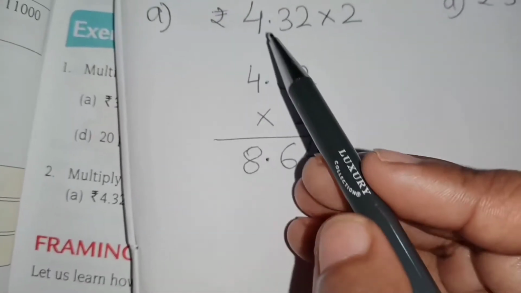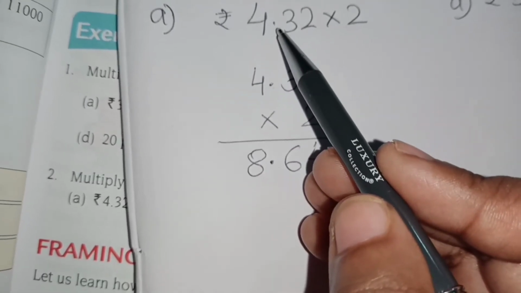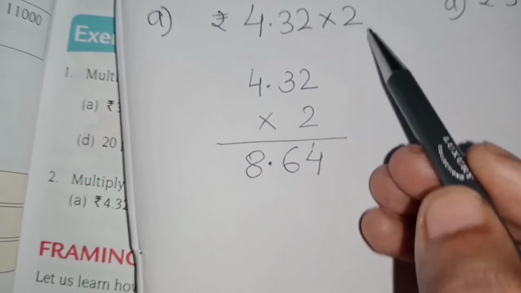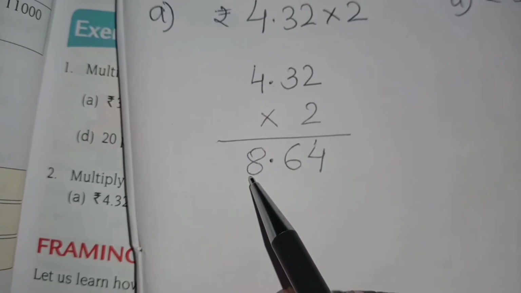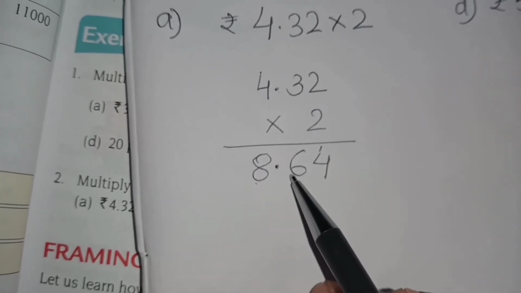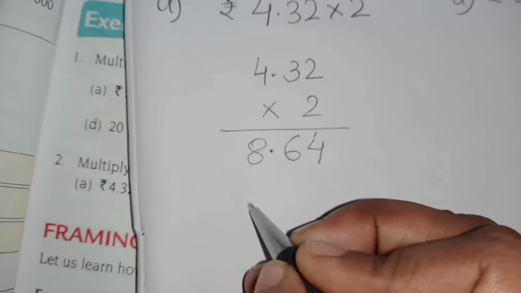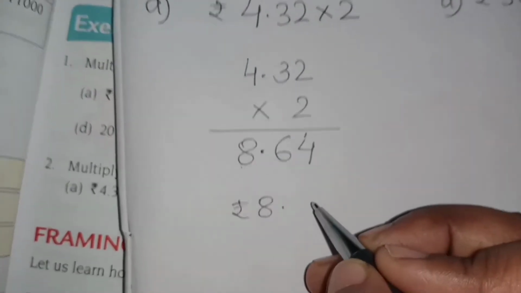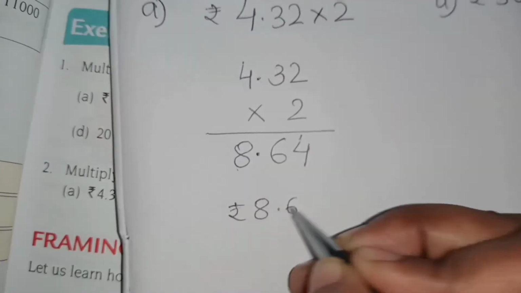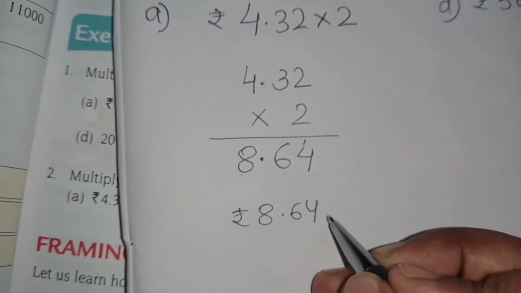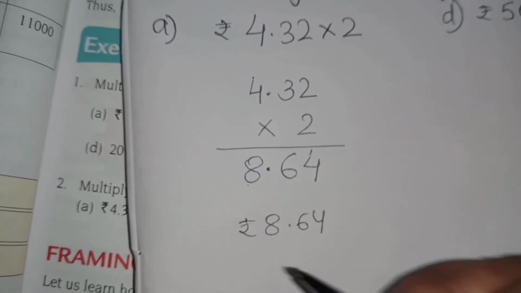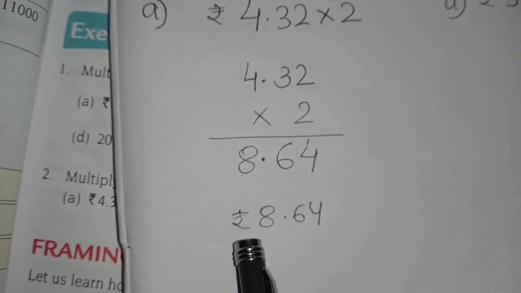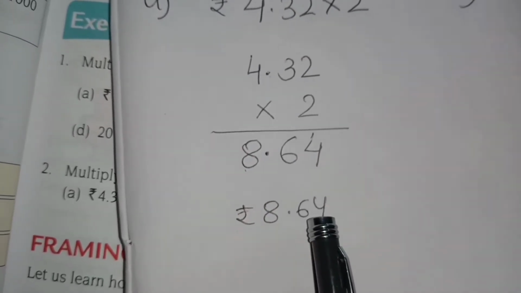So rupees 4.32 paise into 2, what is the answer? 8 rupees and 64 paise. So how to write this? By the symbol 8 rupees, point, you have to write 64 paise. Now don't write P here, it will be wrong because we have already written the symbol of rupees. We will read this as 8 rupees and 64 paise.